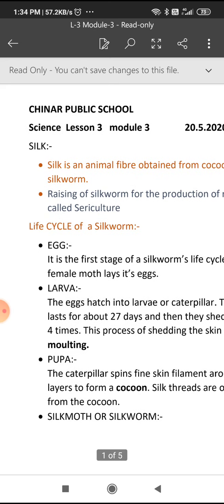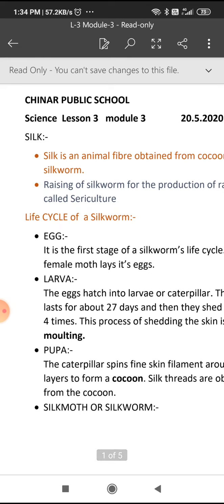The life cycle of the silkworm includes 4 steps: egg, larva, pupa and silk moth. The egg is the first stage of the silkworm life cycle. They lay the eggs on the mulberry leaves because they feed on mulberry leaves only. They live there and eat those leaves, so the female moth lays its eggs on them.